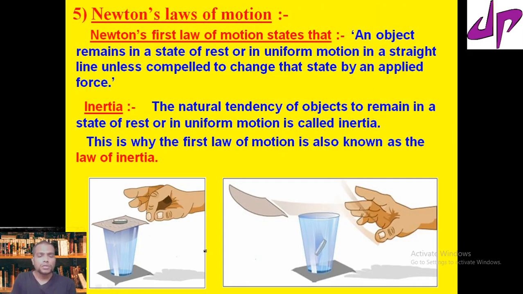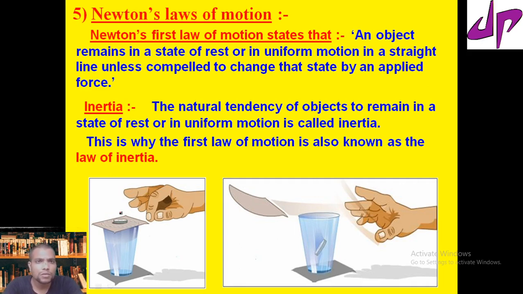So by using Galileo's observations, Galileo made a statement, and after so many years, Newton gave the laws of motion. He studied Galileo's observations, and from those observations, Newton made certain laws. Those laws we are going to learn in today's class.